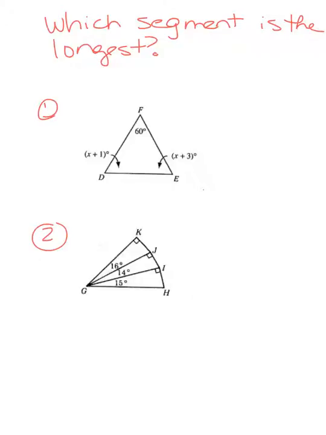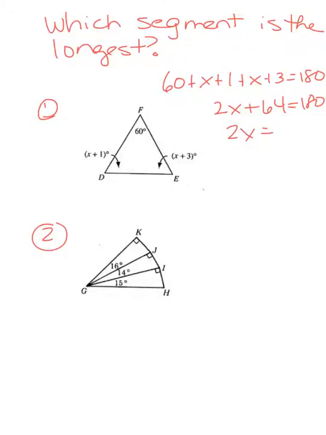Now we know the sum of the angles of a triangle is equal to 180. So let's see what we have here. We have 60 plus x plus 1 plus x plus 3 is equal to 180. So that gives me 2x plus 64 is equal to 180. Isolate my variable, I have 2x is equal to 116, so x is equal to 58.